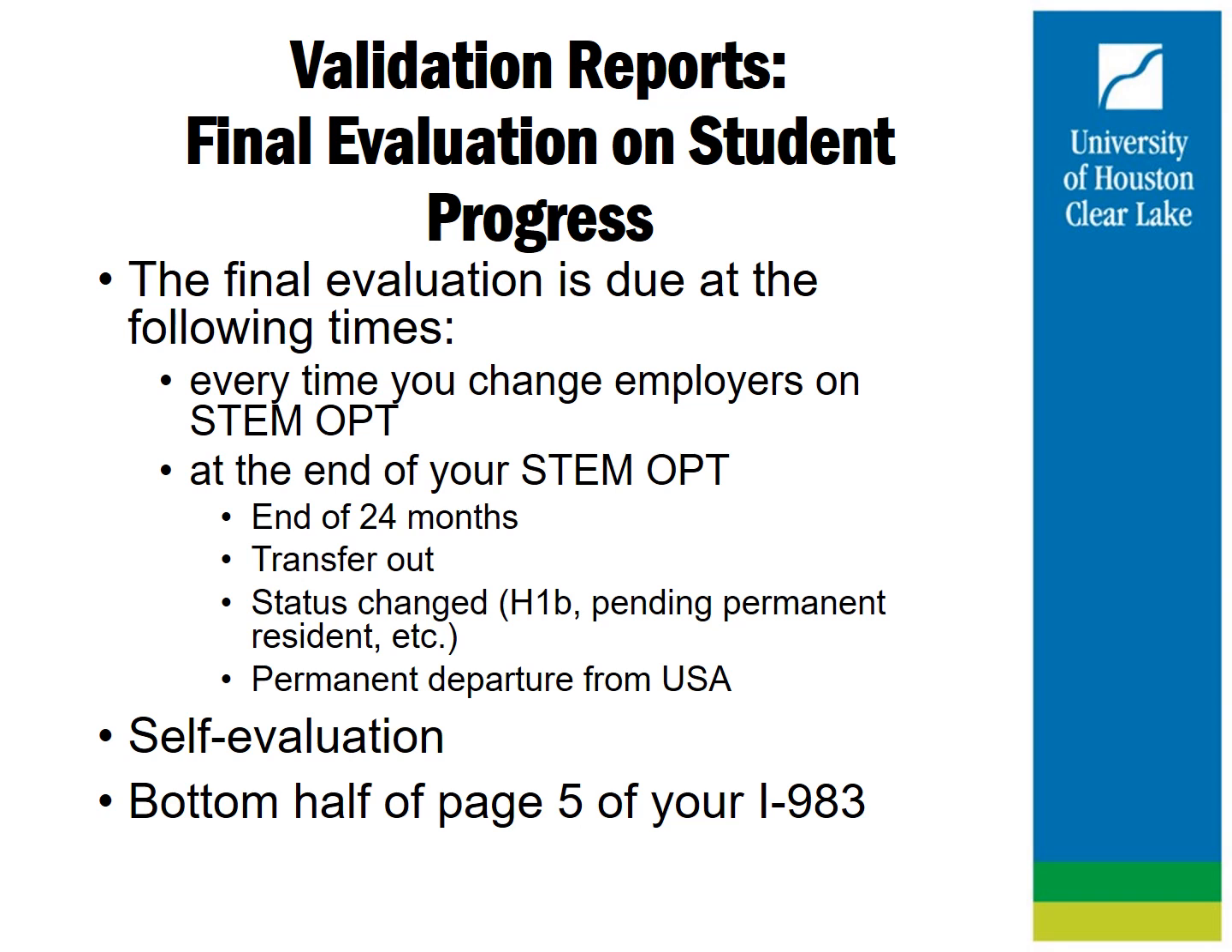The final evaluation is due when you change employers while on STEM, which has already been discussed. It is also due at any time your STEM OPT is ending, which can be at the end of 24 months, when you decide to transfer out, or when your status in the United States has changed. If you decide to permanently leave the USA before your 24-month period is over, you should also submit a final evaluation to close out your STEM period in F1 status.